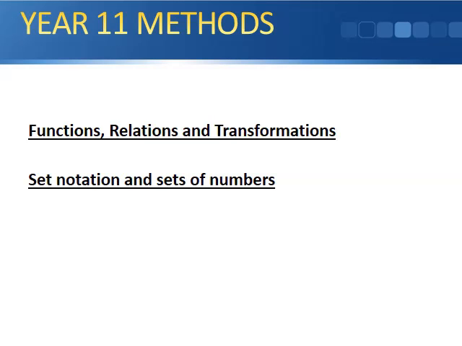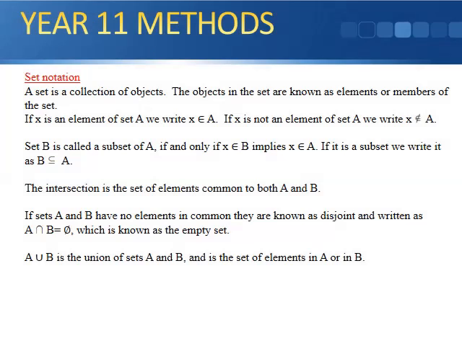We're starting the topic of functions, relations, and transformations, and we're looking at set notations and sets of numbers. The set notation, that's a set. A set is a collection of objects. Objects in the set are known as elements, very important, or members of the set. If X is an element of a set A, we write X, and this symbol in between means element. If X is not an element of set A, we write the same symbol with the line through it.